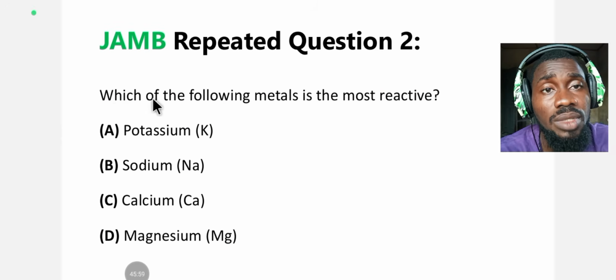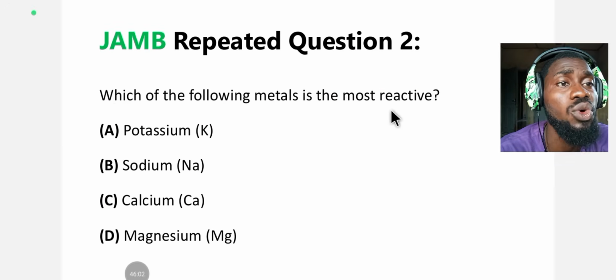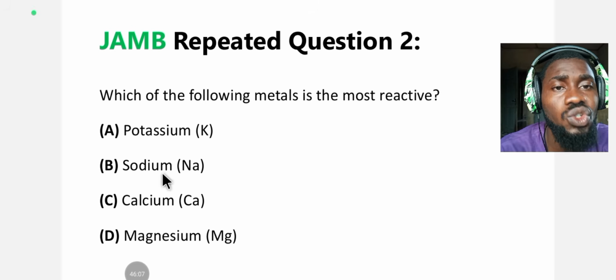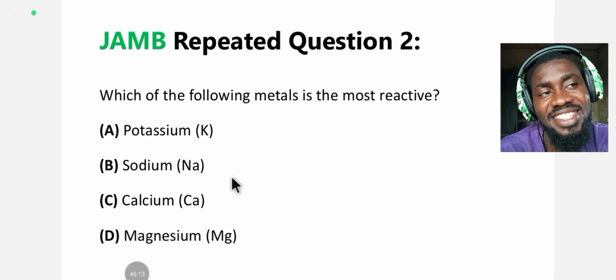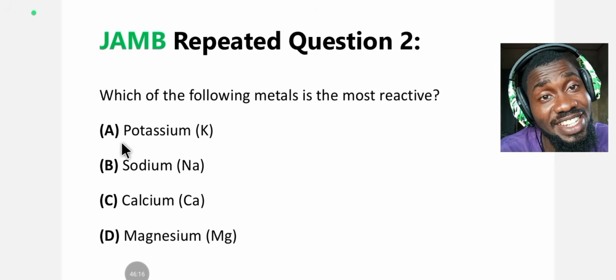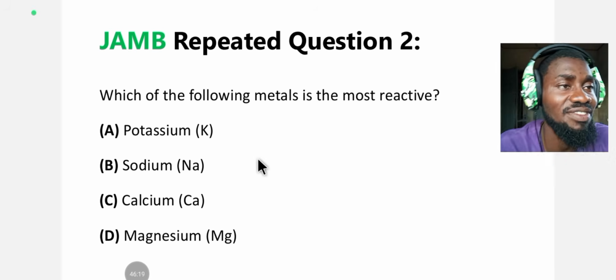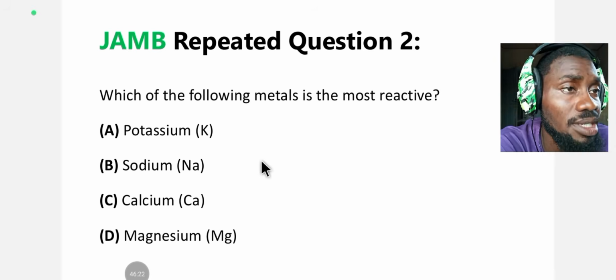So let's quickly go back to the question. The question reads, which of the following metals is the most reactive? A. Potassium. B. Sodium. C. Calcium. D. Magnesium. What's the answer according to the activity series? The correct option is A, potassium. Potassium is the most reactive and it is the topmost in the activity series.